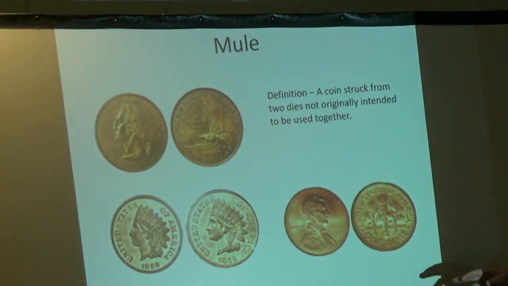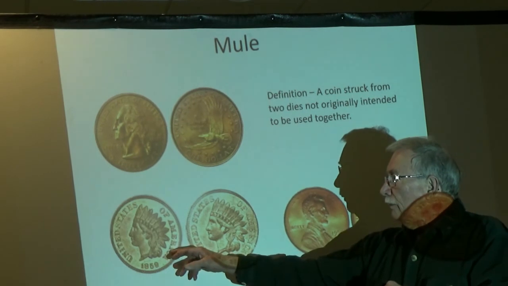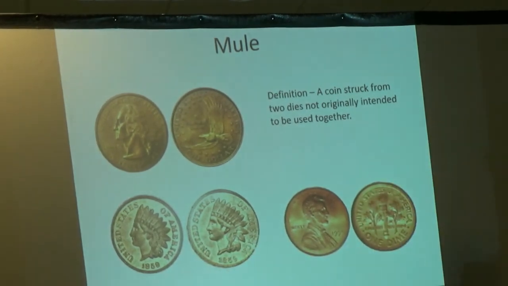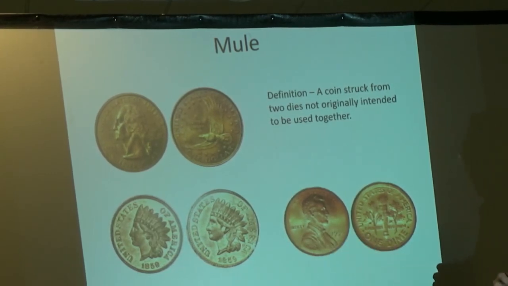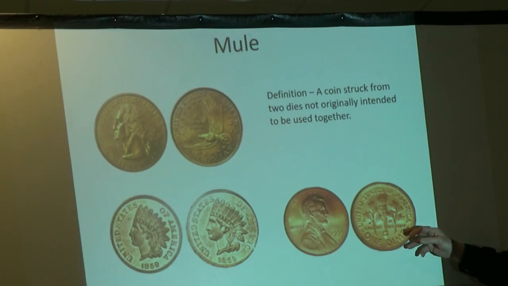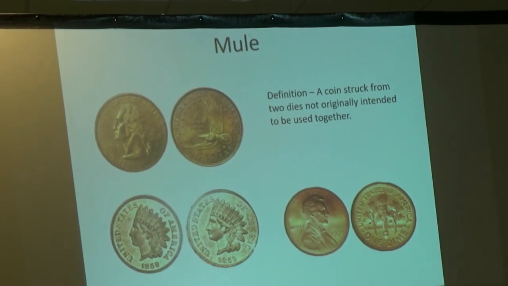You can also have a mule where the obverse and reverse were both struck on both sides. And then this is another good example. You have a Lincoln cent, 1999, and then on the reverse it shows $1. So these are all good examples of mules.